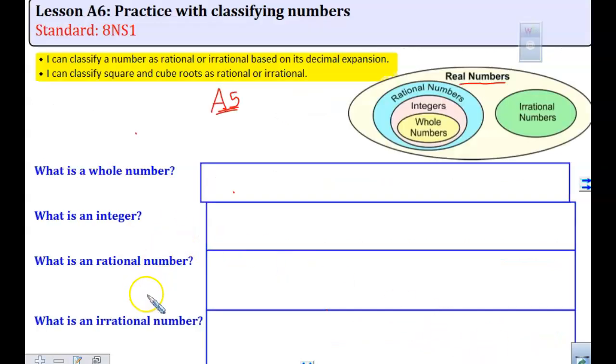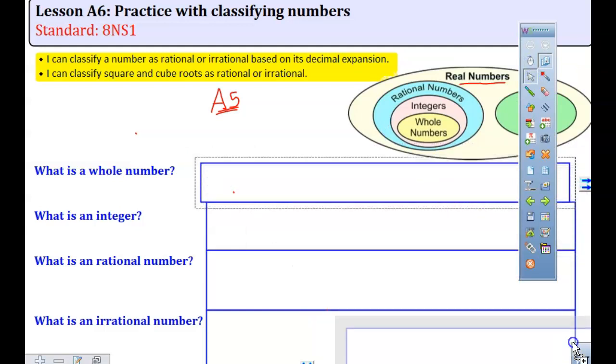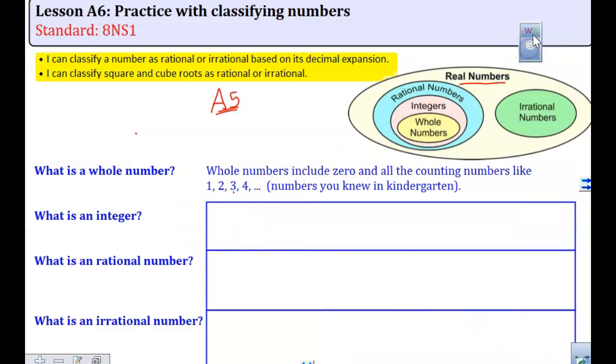So again, if you pause the video right now, what I would like you to do is write down your definition of what you think a whole number is, an integer, rational, and irrational. These are the definitions that we talked about that I would like you to make sure you have written down. What is a whole number? The definition that we want you to be using is that it includes 0 and all of our counting numbers. So whole numbers are 0, 1, 2, 3, 4, 5, like you learned in kindergarten.